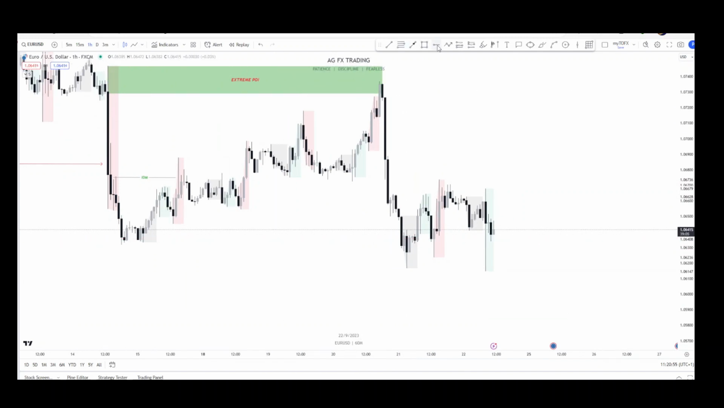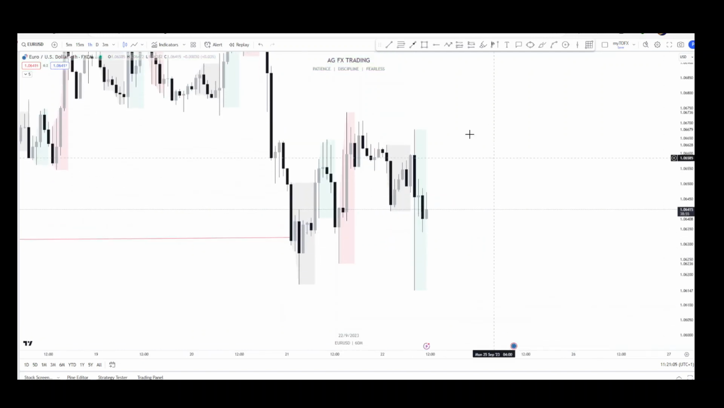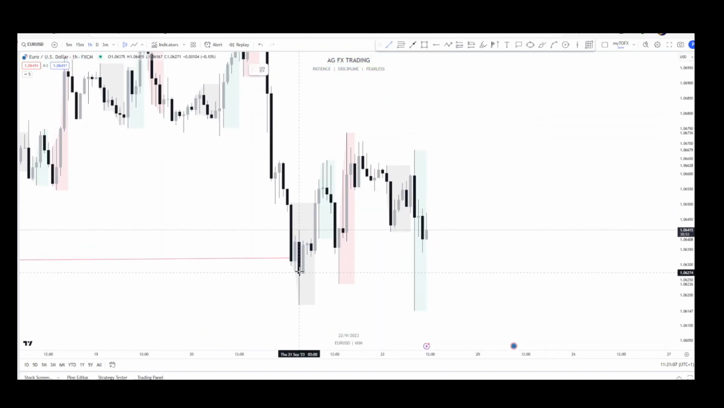Basically, on the 1 hour now, we have a break of structure because price closed below it. Price closed below. So where is our inducement here? The 1 hour. This is our inducement. I shared this trade idea on my Telegram channel yesterday for people who are in the group.